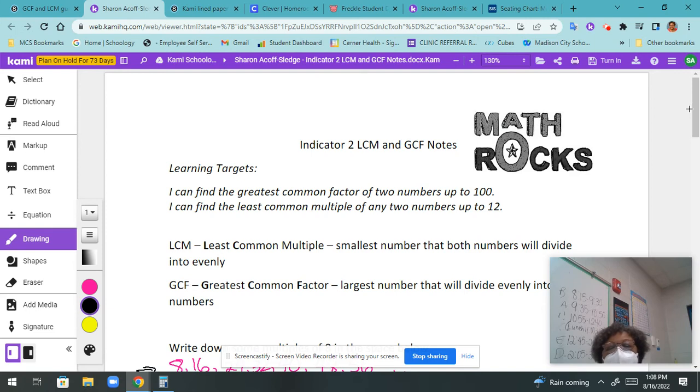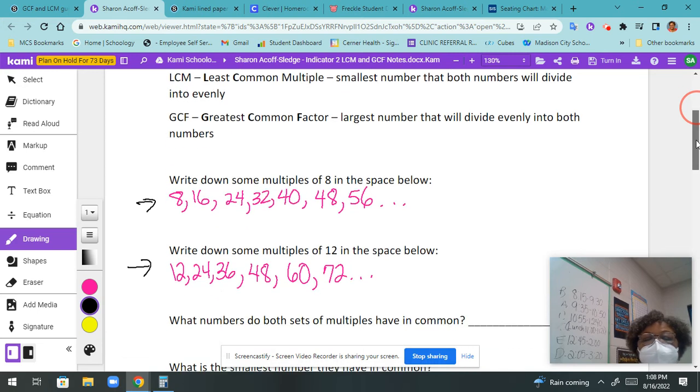Okay, today we're going to talk about indicator two, least common multiple and greatest common factor. Learning targets: I can find the greatest common factor of two numbers up to 100, and I can find the least common multiple of any two numbers up to 12. The least common multiple is the smallest number that both numbers will divide into evenly, and the greatest common factor is the largest number that will divide evenly into both numbers.